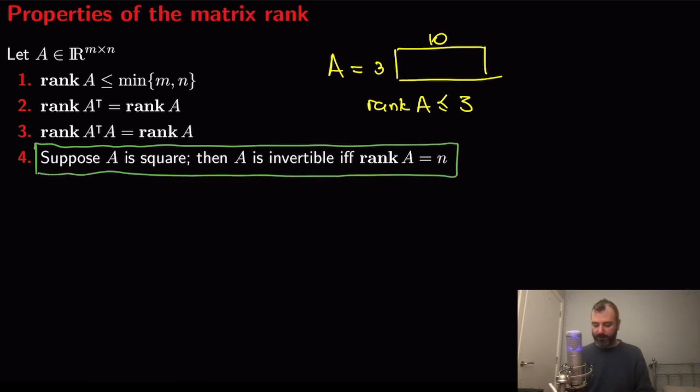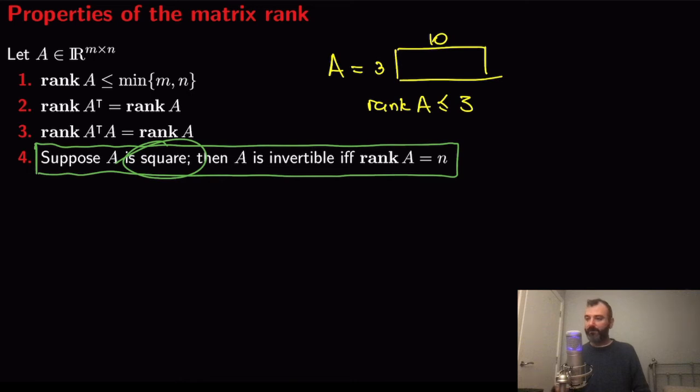So this says that if A is a square matrix, then it is invertible. Matrix A is invertible if and only if the rank of A is equal to n. So this is a very powerful criterion for invertibility. As we know, not all matrices have an inverse. If not anything, a matrix must be square to have an inverse, otherwise it is impossible.